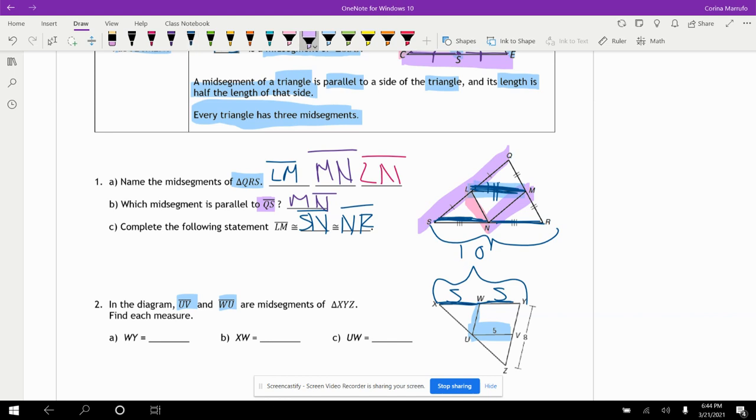Okay. Then on this section here, they tell us that this is 8. So if that is 8, then that means that this piece over here has to be half of that, which is 4.